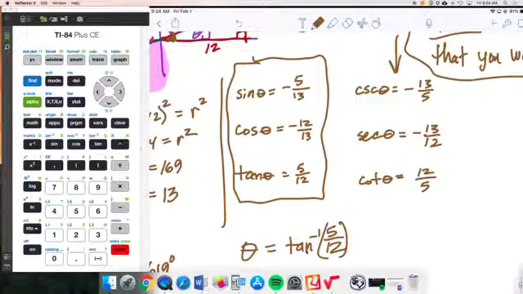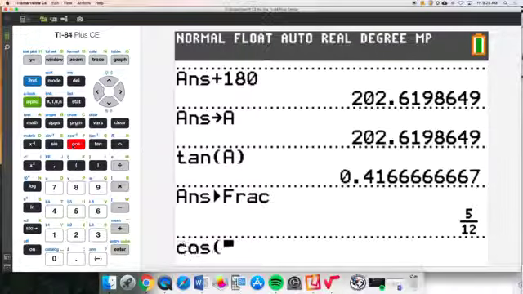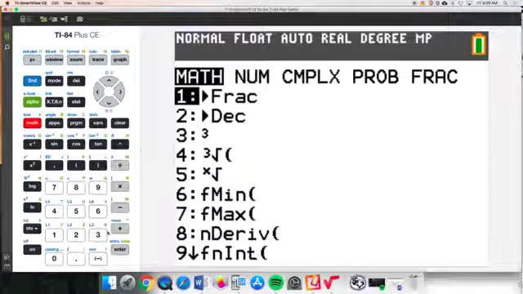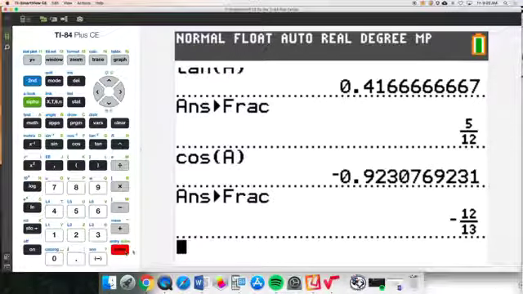Now, you could check something else. Look, what should the cosine of that angle that we just found be? Negative 12/13. Let's try it. Cosine of that angle, which I stored as alpha A. Now we're just checking, right? You get that, which if you hit math, enter, enter, is negative 12/13.